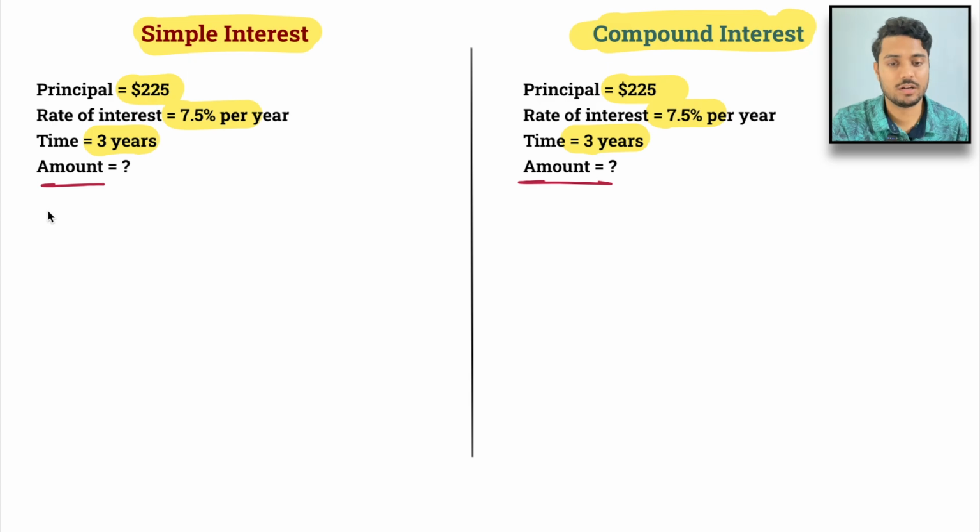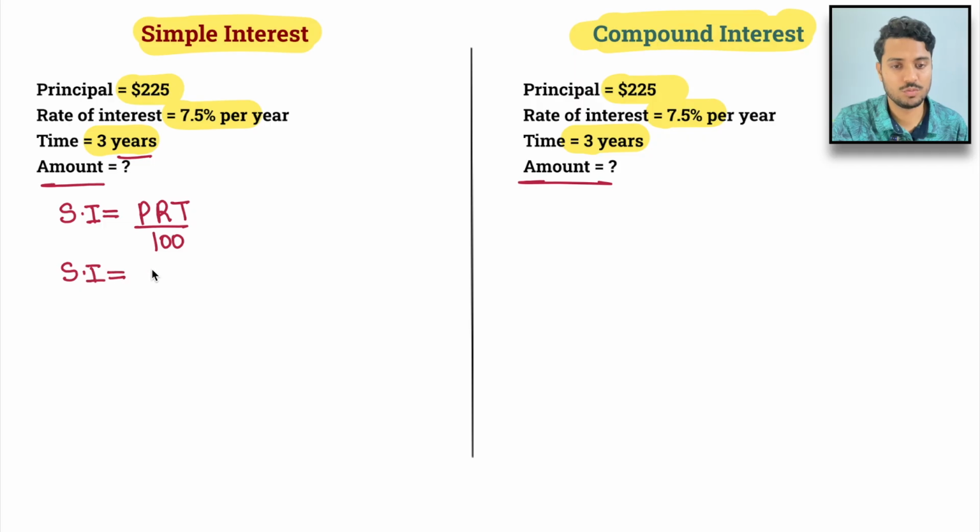In case of simple interest, the formula is SI equals P into R into T divided by 100, where P is the principal amount, which is the initial amount that we invest, R is the rate of interest, and T is the time period. So let's find out the simple interest first.